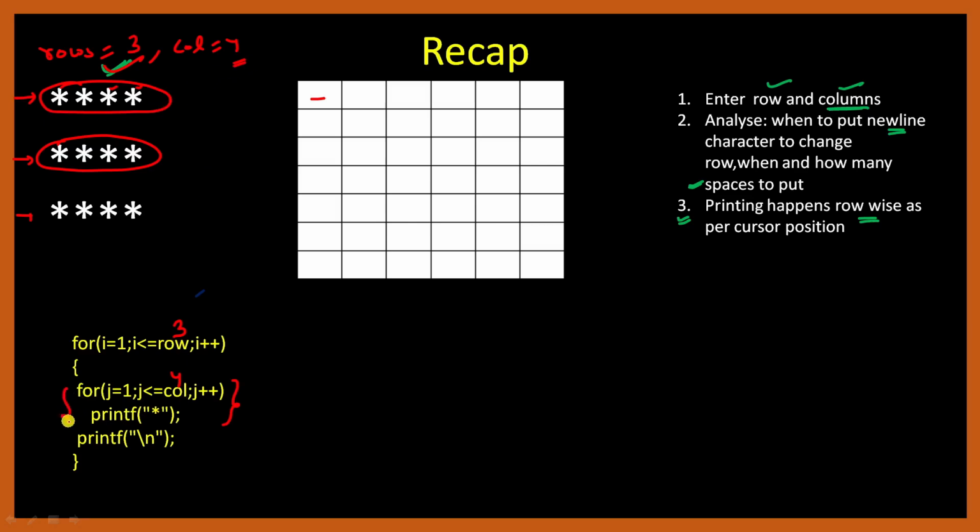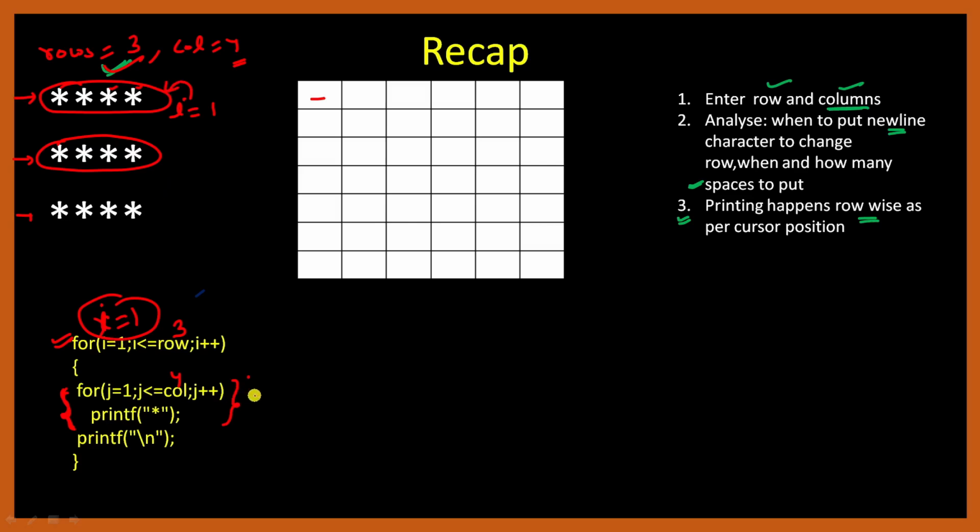That's why we were saying we have to print a star, but how many times? Column number of times. If column is 4, then from 1 to 4, this loop will run 4 times, and then 4 stars will be printed, right? But we have to repeat this code again and again. How many times? Basically, this was the outer loop. The outer loop was saying I equal to 1, and I equal to 1 means row number 1, right?